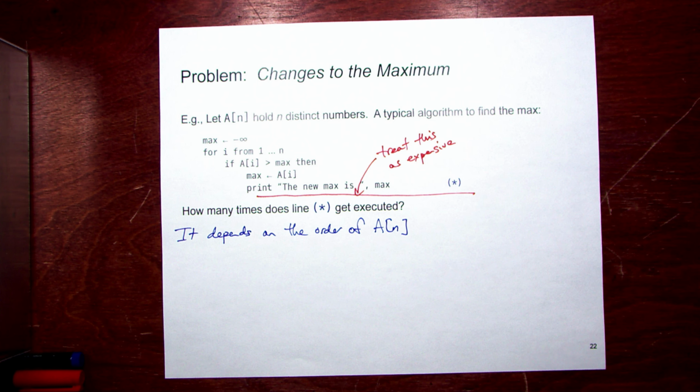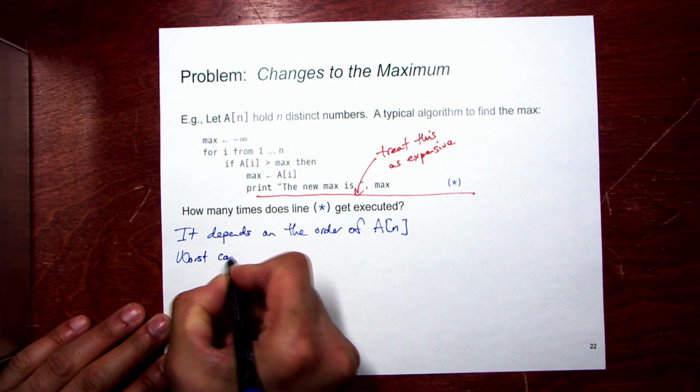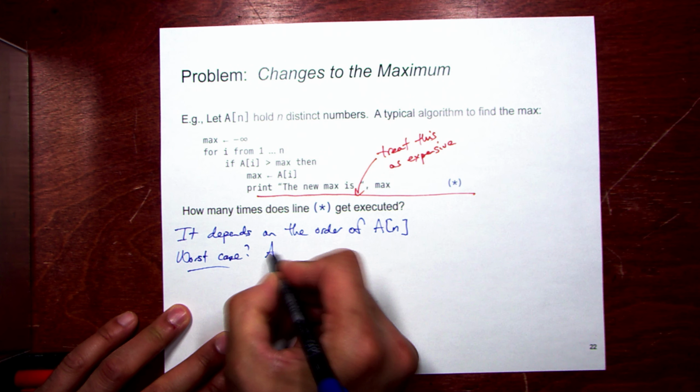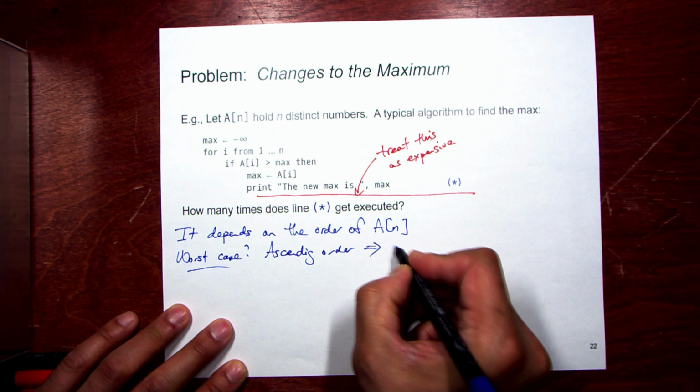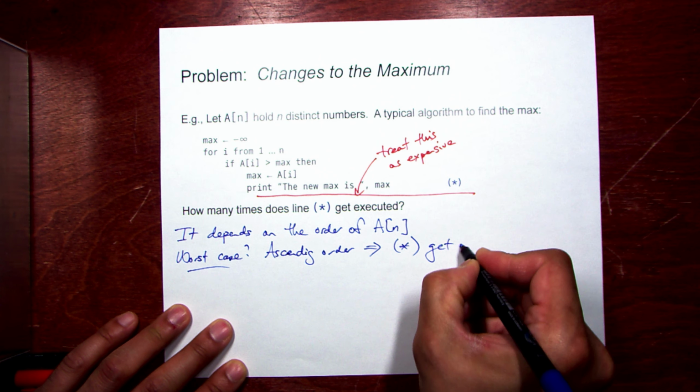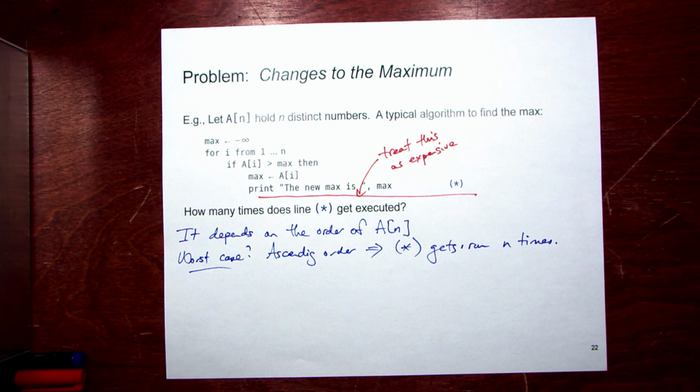Good. Yeah, so if it's in sorted order, if it's in ascending order, then it gets updated every single time, right? Every single time you do another check. Okay, so ascending order. This line gets run n times. Now, the best case order would be one time, and presumably we can have anything that's in between.